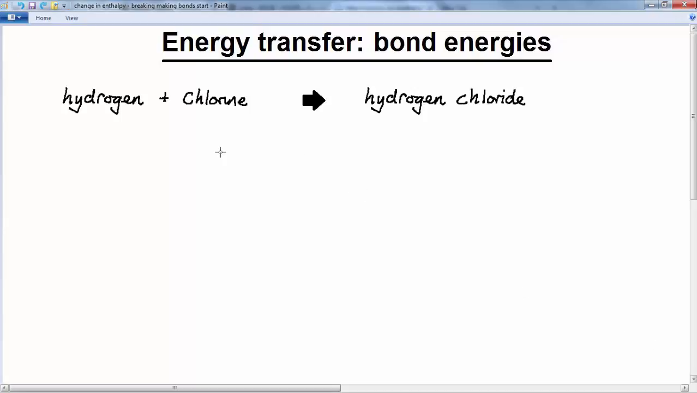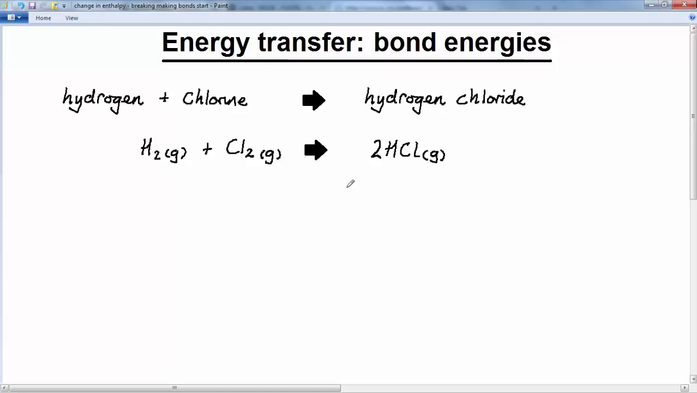Okay, and before we can go on and analyse the various bond breaking and making involved, we need to write out the symbol equation. And so you've got H2, hydrogen gas, plus Cl2, chlorine gas, gives you HCl, hydrogen chloride. It's not balanced at the moment, and all we've got to do to balance that is put a 2 here. Okay, and there we've got the balanced equation.